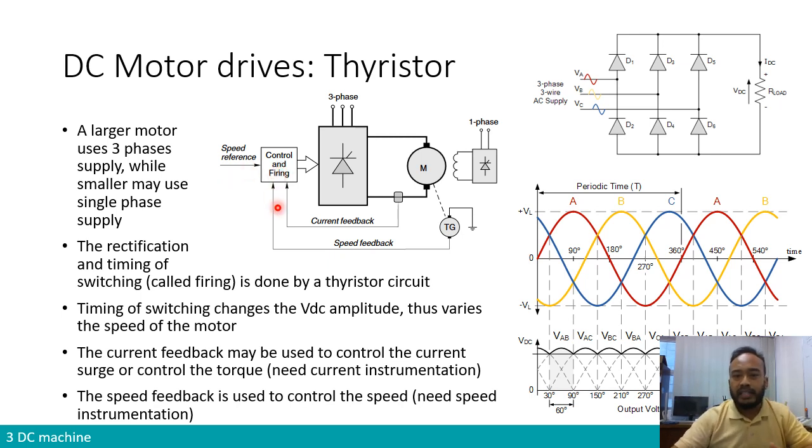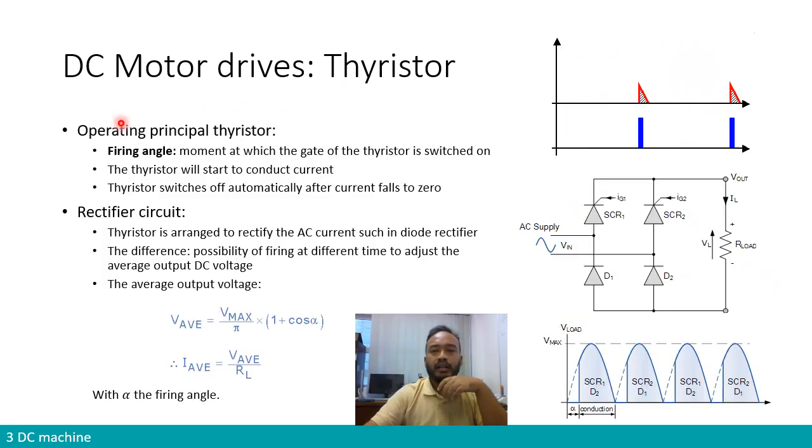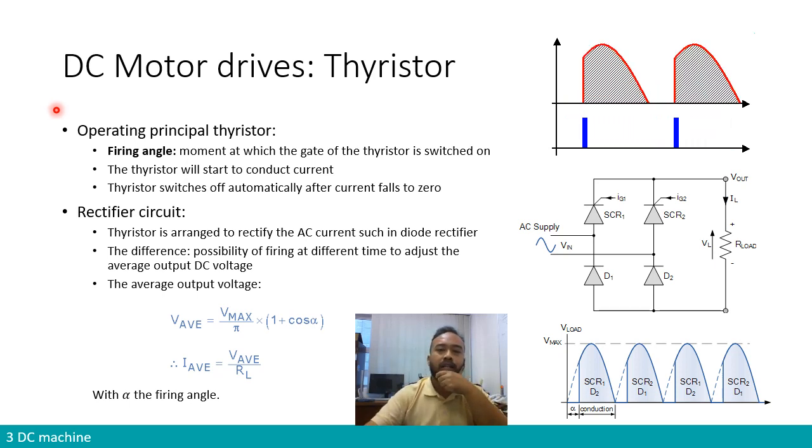Okay, so in general, about control, we are going to talk about it later. Here we are going to talk only about the driver, which is the thyristor. So the thyristor allows two things when we use an AC supply, especially for a larger DC machine. It allows us to rectify and adjust at the same time the level of DC voltage by adjusting the firing time. So here in more detail, the operating principle of a thyristor.